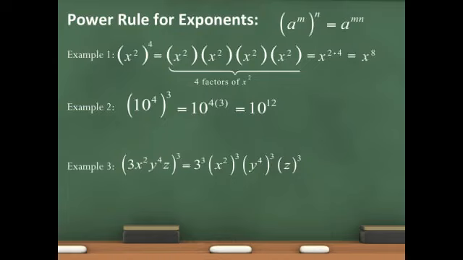This will give us 3 to the 3rd power times x squared to the 3rd power times y to the 4th to the 3rd power times z to the 3rd power. Simplified to get 3 to the 3rd power is 27, x squared to the 3rd power equals x to the 6th, y to the 4th raised to the 3rd power is y to the 12th. The final result is 27, x to the 6th, y to the 12th, z to the 3rd. You should look over the examples on the web page and then test your knowledge using Test Yourself.